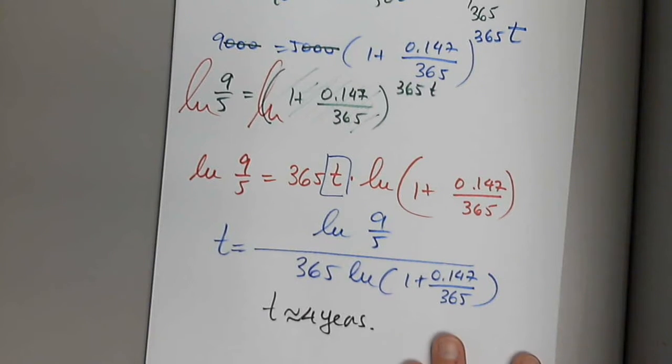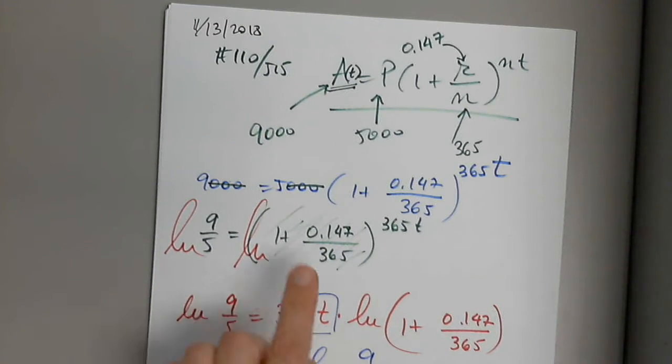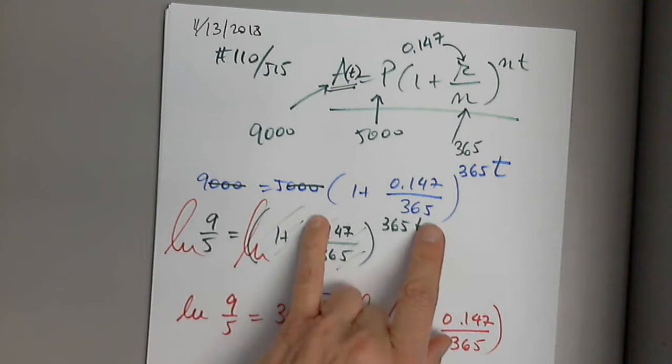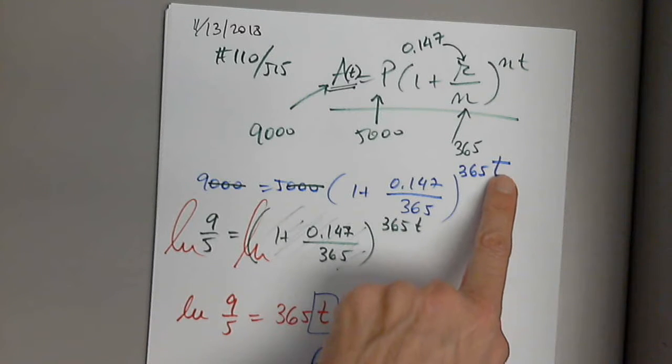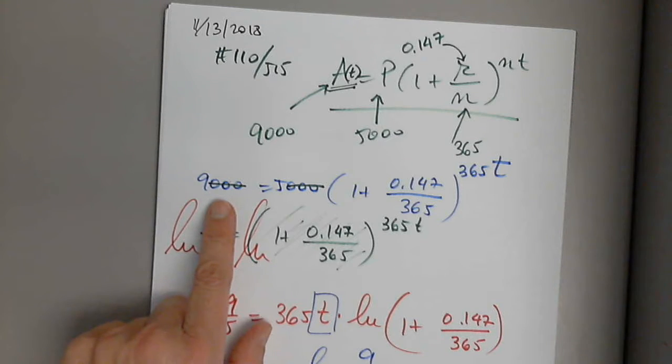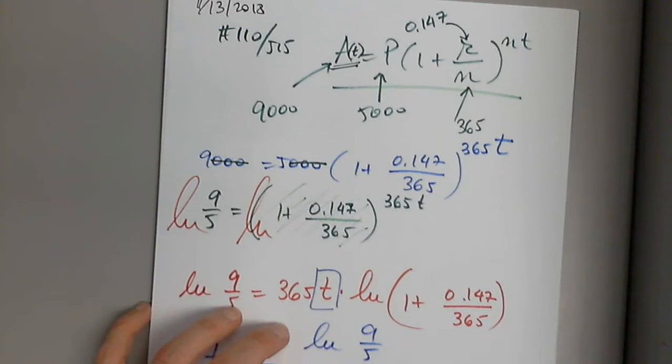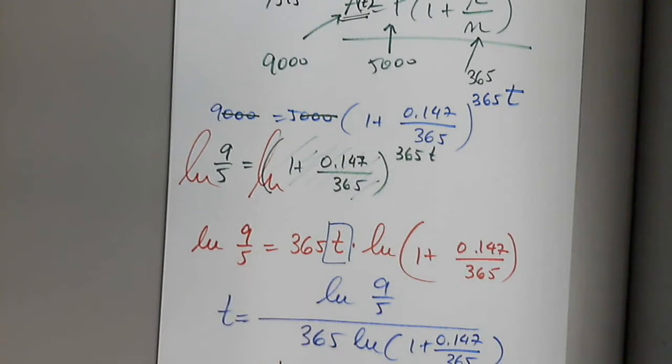Is it difficult to check? No. Here's how you check. You multiply 5,000 by this raised to 365 times 4. What should the answer be? Right. You can always go back and check. Good. Very good question. Thank you, Wendy. Is this clear now?